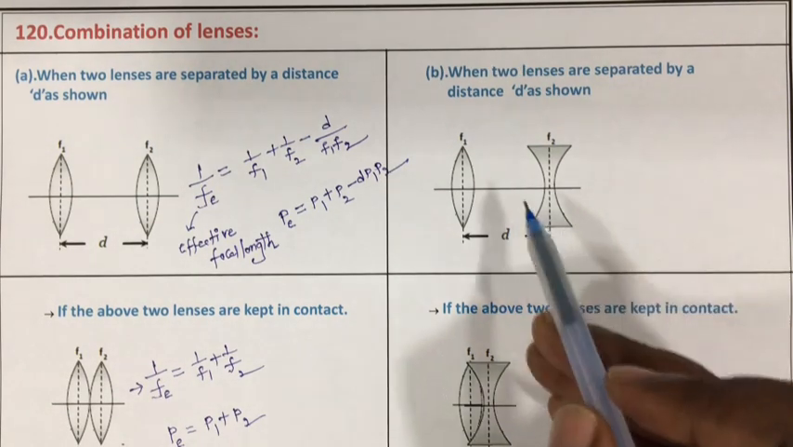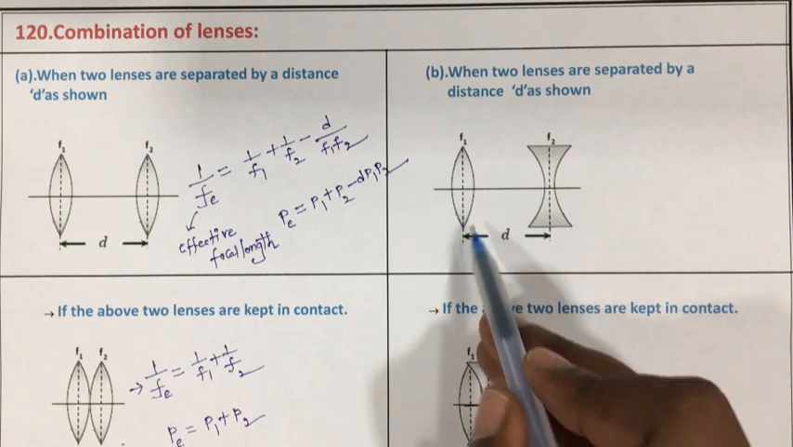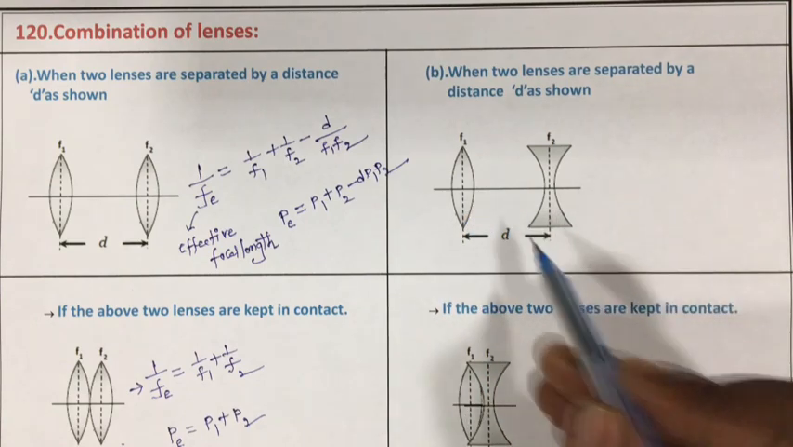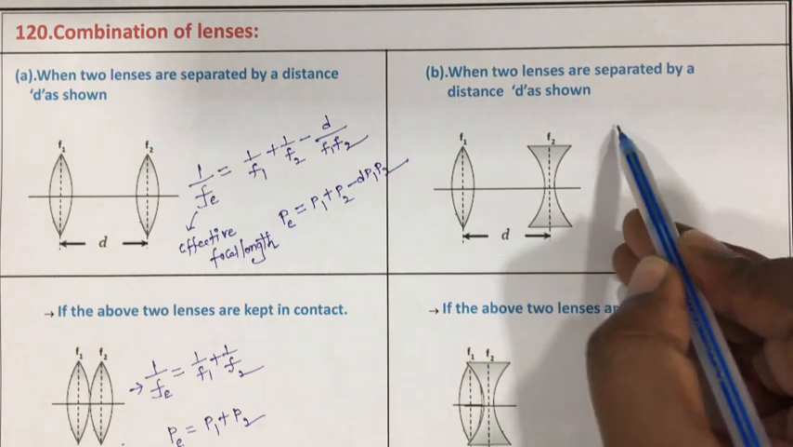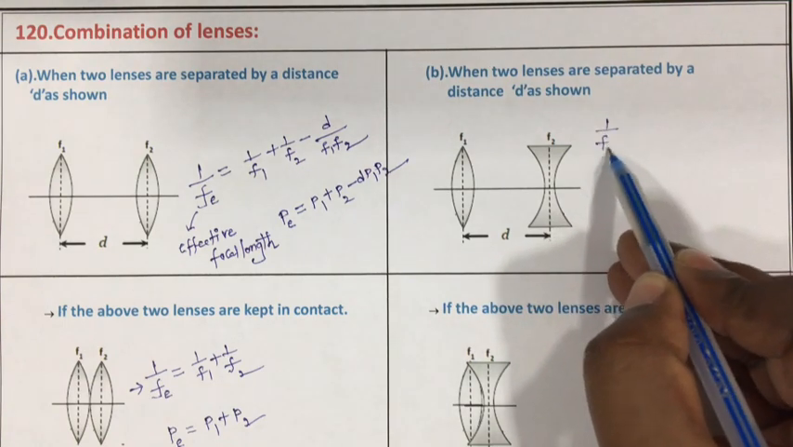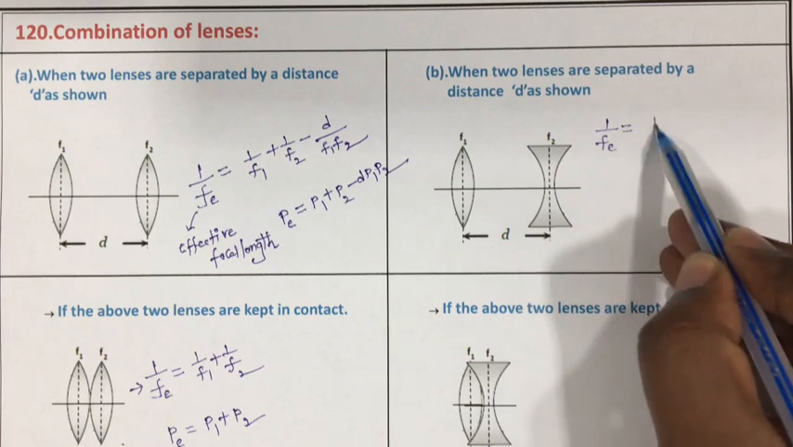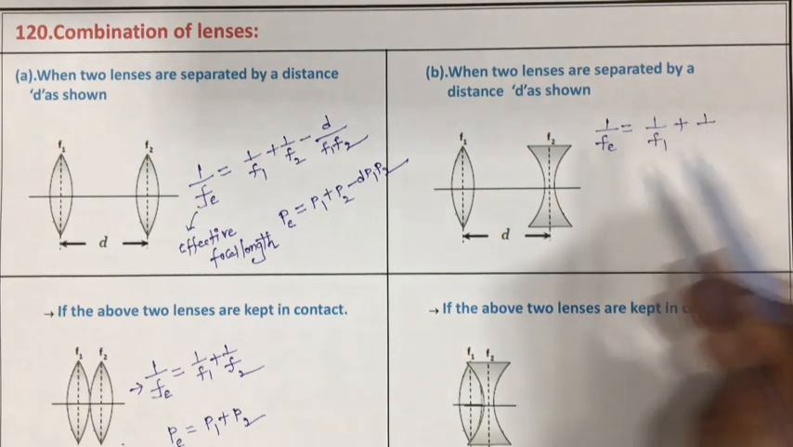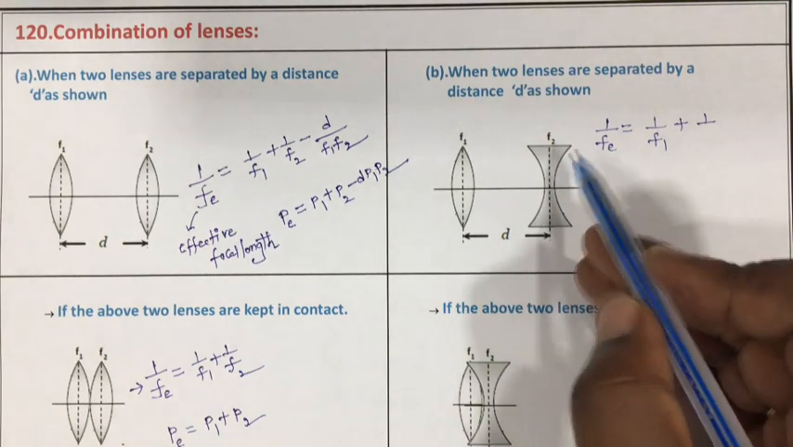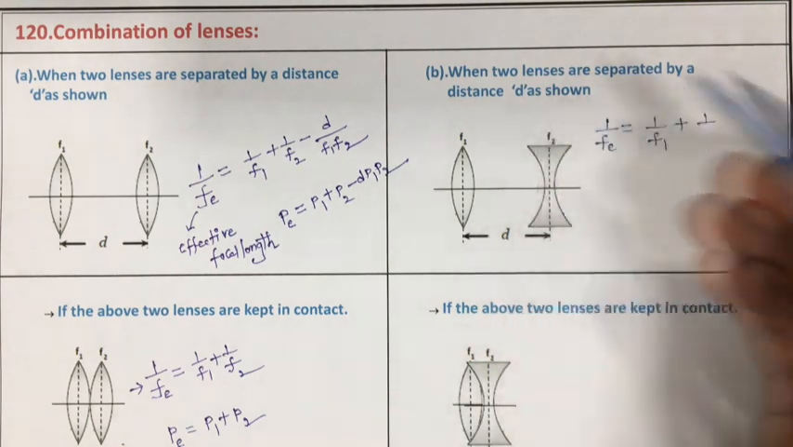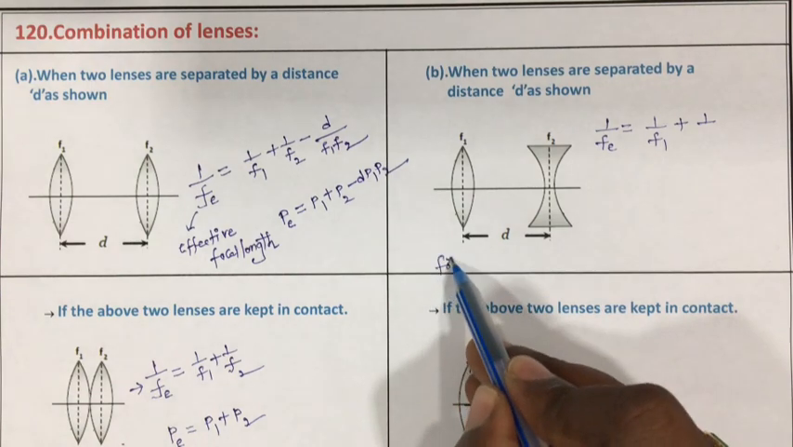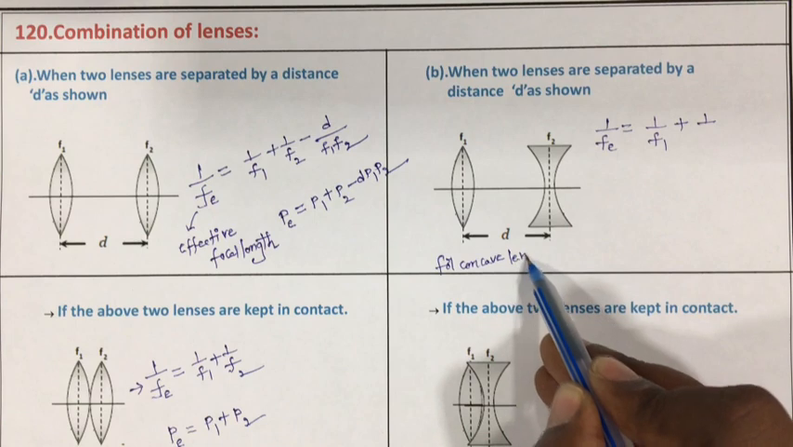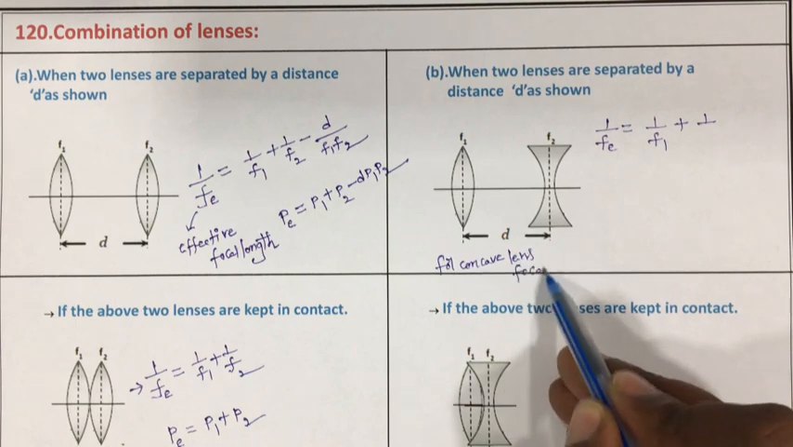For suppose if one lens is a convex lens and another lens is a concave lens, what are the formulas? Here 1/effective focal length is equal to 1 upon f1 plus 1 upon f2. So this is the concave lens, so its focal length is negative. For concave lens, focal length negative.